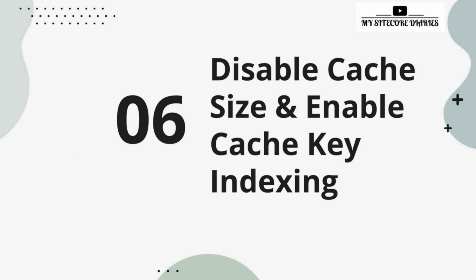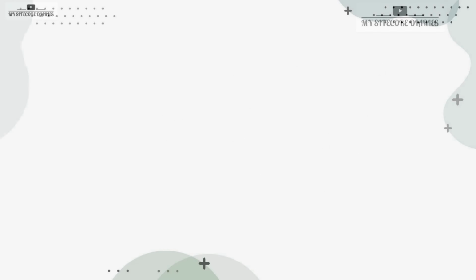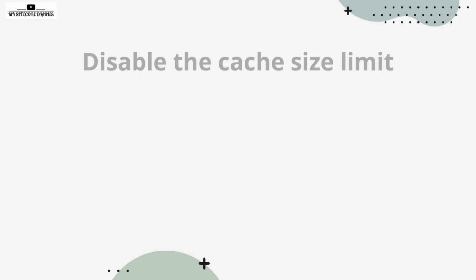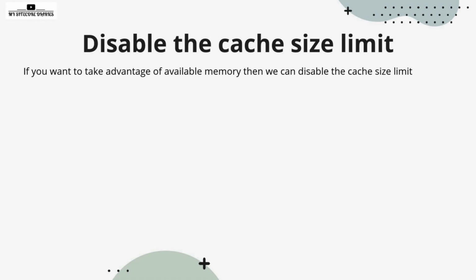Now we will see how to disable the cache size and enable cache key indexing. What I mean by disabling the cache size is, if you do not want to utilize whatever cache size you have applied, how will you do that, and how will you enable the cache key indexing? So how will you index the cache? Which will again speed up your application. First, we'll see how to disable the cache size limit.